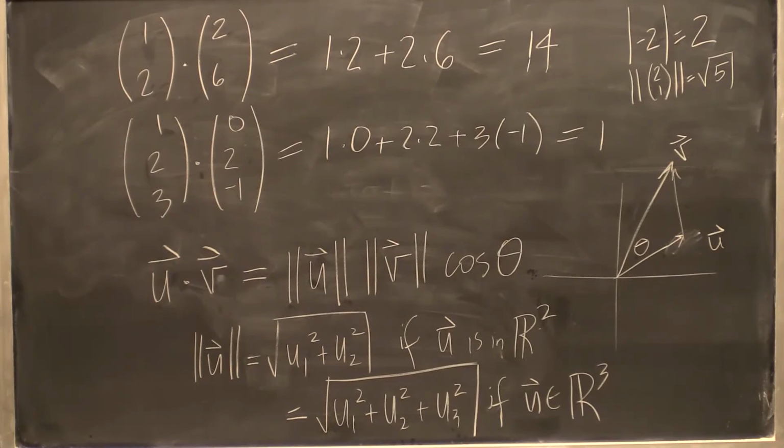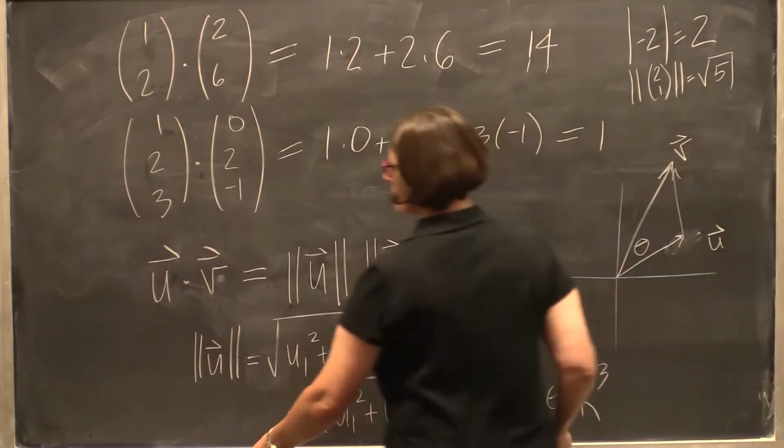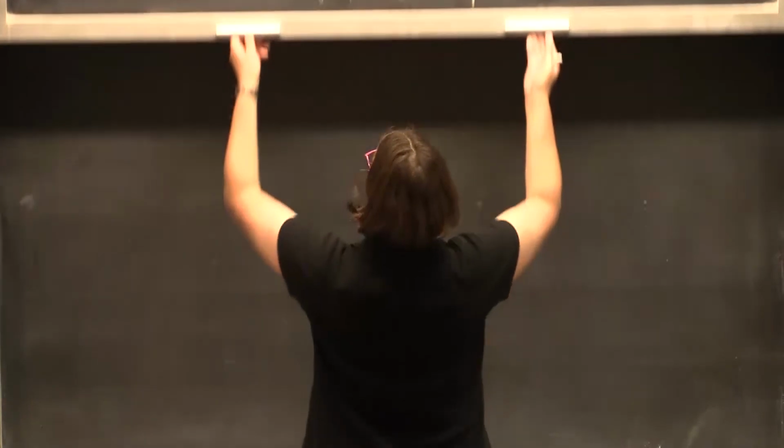If you have two vectors in R3, well, they lie in a plane. And within that plane, you can do the law of cosines. If you have two vectors in R5, those two vectors are in a plane. And within that plane, you can do the law of cosines. So all of this generalizes to vectors of any length.